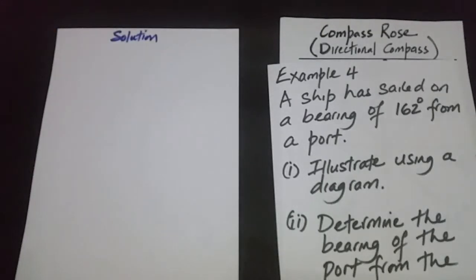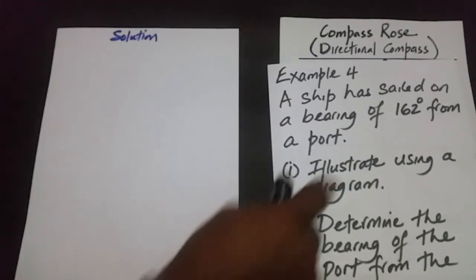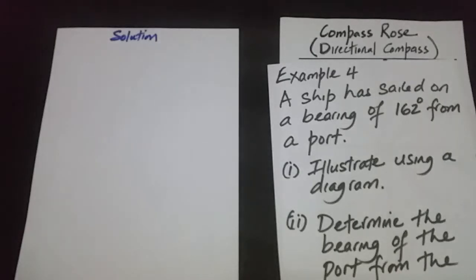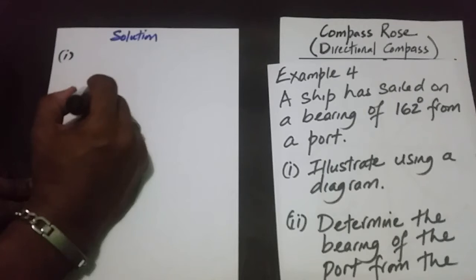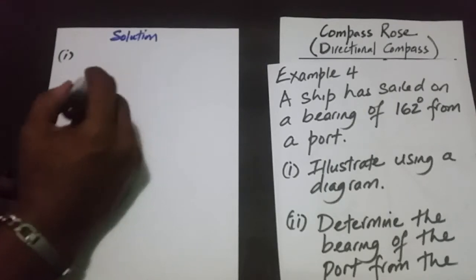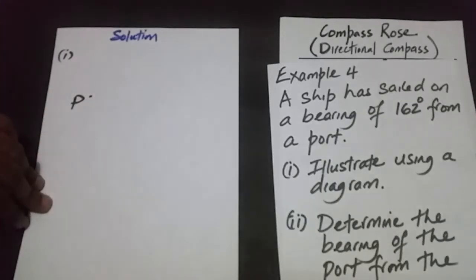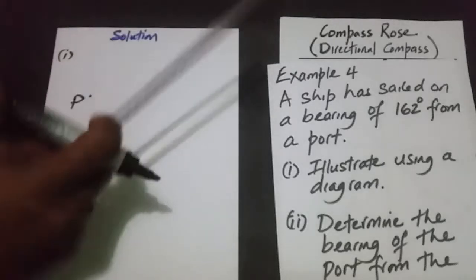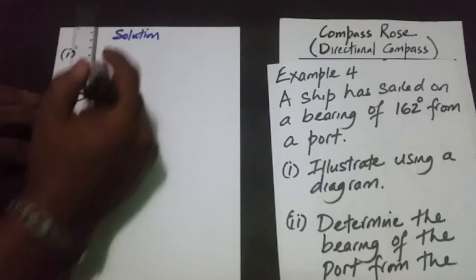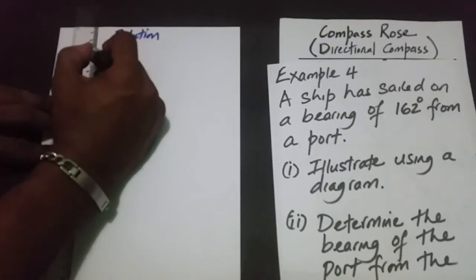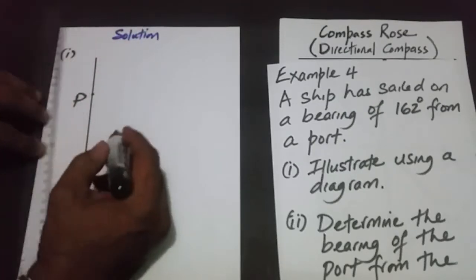Okay, so the first thing we need to do is determine or put a point that indicates where the ship is leaving from, and it says it's leaving from a port. Now, I'm answering part 1, and I'm just going to put a point that represents the port here, and through that point, I'm going to be drawing a north line. And the north line must be vertical or perpendicular to the ground. So I'm just going to indicate that that is a north line.